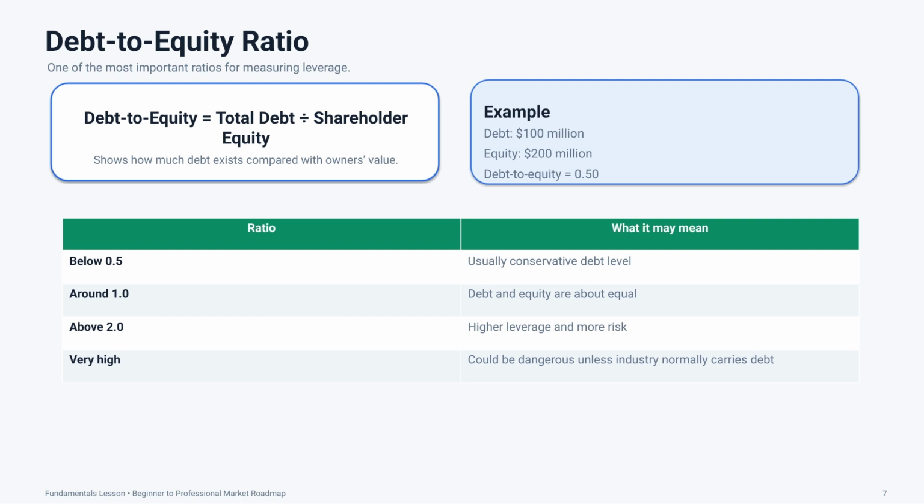A lower ratio usually means the company is more conservative with debt. A ratio around 1.0 means debt and equity are about equal. A ratio above 2.0 means the company is using more leverage, which can increase risk. But we should not judge the number by itself. Some industries like banks, utilities, and real estate normally carry more debt. That is why we always compare the ratio with companies in the same sector. The main idea is, debt to equity helps us see whether a company is using debt safely or taking on too much financial risk.